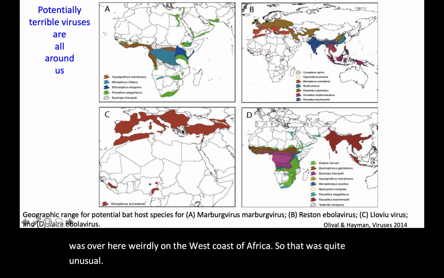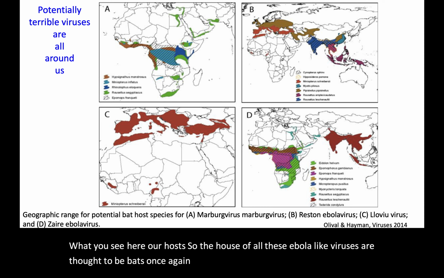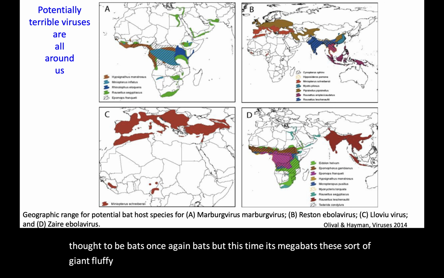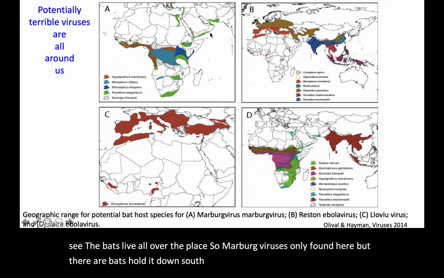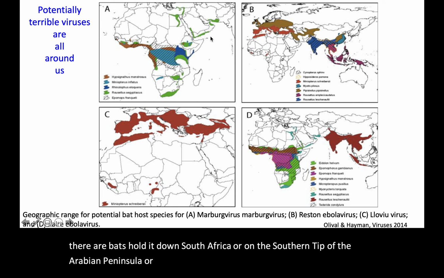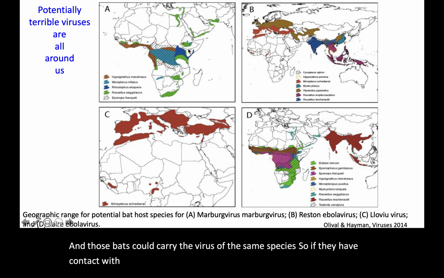But what you see here are hosts. The hosts of all these Ebola-like viruses are thought to be bats. Once again, bats. But this time it's megabats, these sort of giant fluffy bats. They mostly are fruit bats, like to eat fruit. And as you can see, the bats live all over the place. Marburg virus is only found here, but there are bats all the way down in South Africa or on the southern tip of the Arabian Peninsula or a little bit of Turkey right there. And those bats could carry the virus. They're the same species, so if they have contact with bats from here that have the virus, then that could happen.